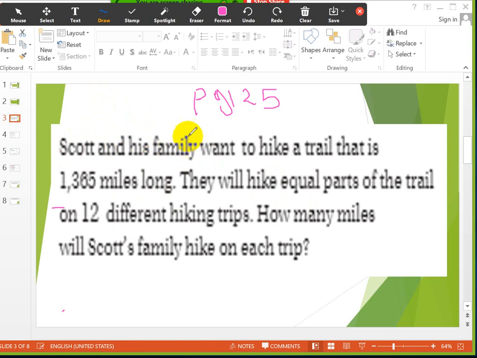Now, Scott and his family. So today we will talk about problems. So I will use the division in problems. So now we will understand together how I will solve the problem and how I will write the answer for this problem. So Scott and his family want to hike a trail. Hike a trail, that means they want to go for a walk.